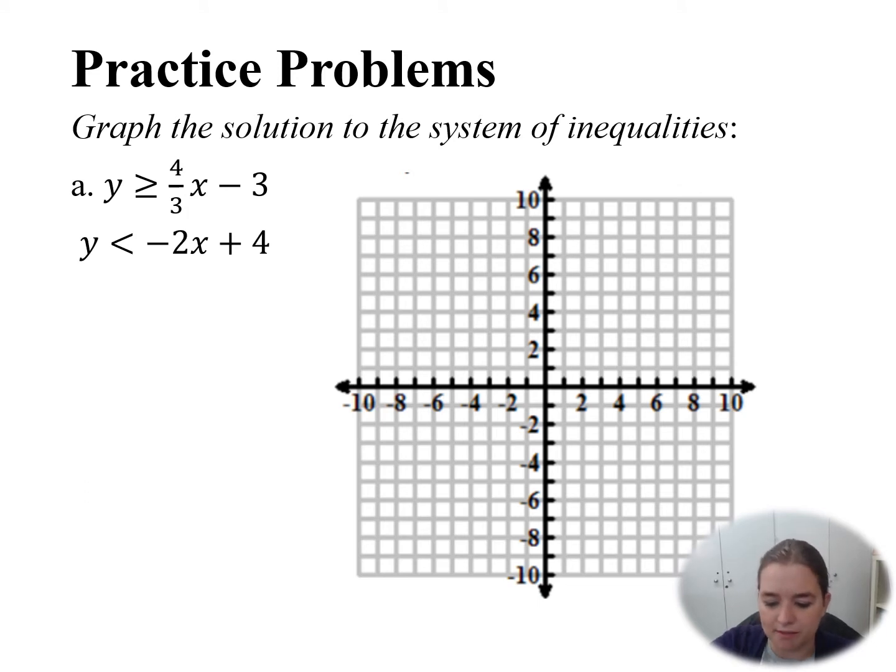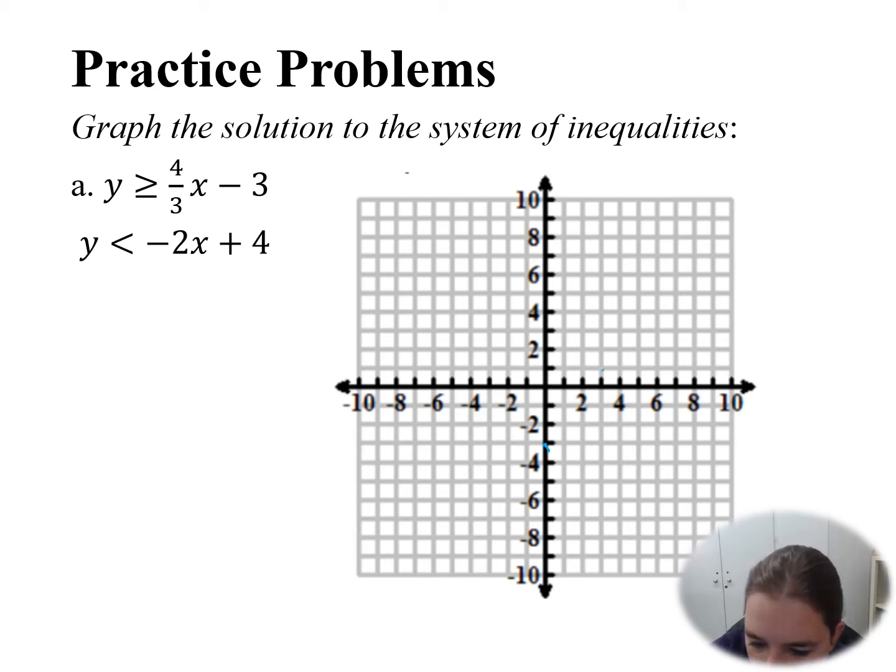Let's practice with this. If I look at this here, these two inequalities are already written in slope-intercept form, so I'm going to use that to graph. I'm going to pretend that it's an equal sign for my first inequality, and I find a y-intercept of -3. My slope of 4/3 tells me that I go up 4 and over 3. So 1, 2, 3, 4, 1, 2, 3.